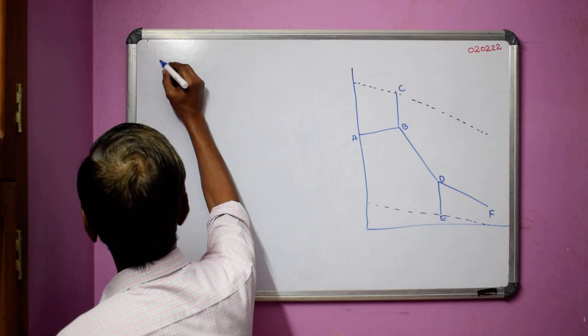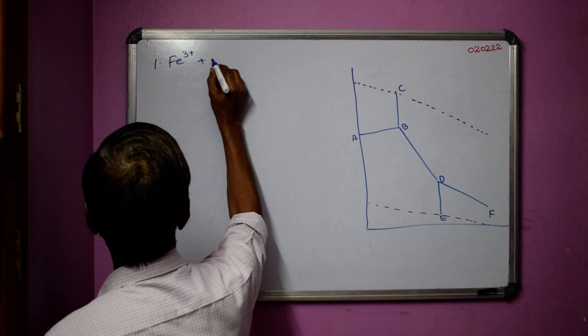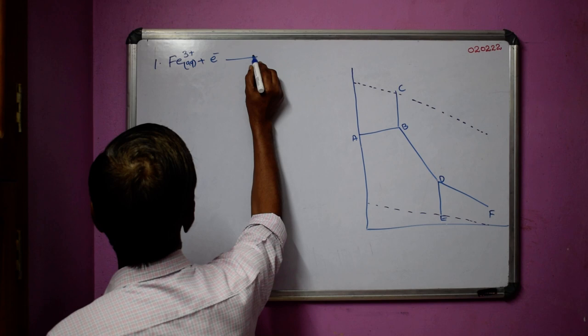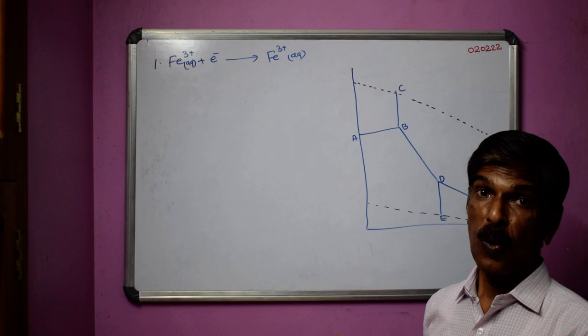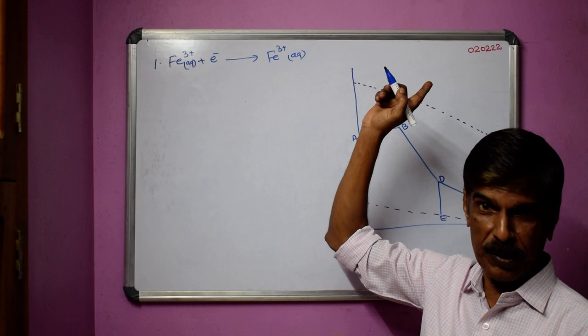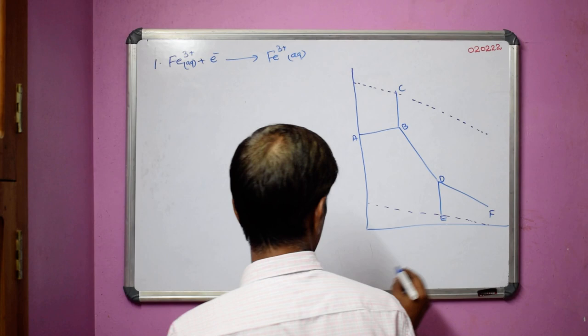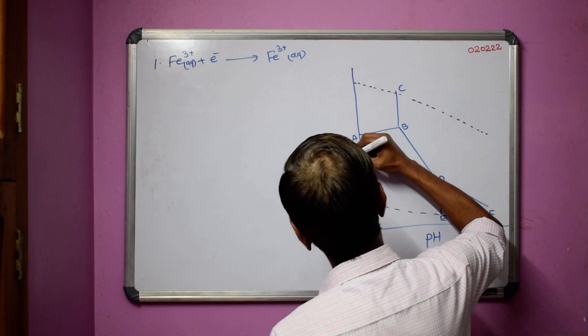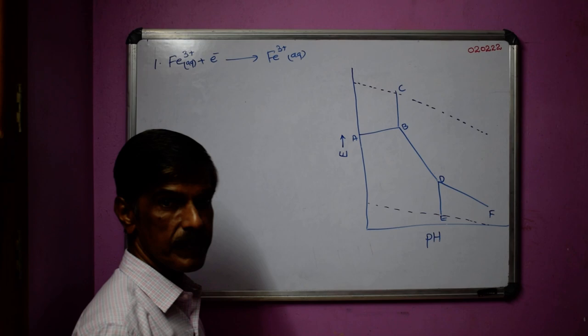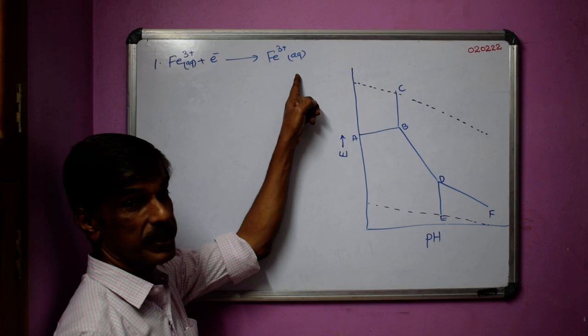And one of such reactions was this one, Fe3+ plus electron, Fe3+ in the aqueous medium reacts with the electrons forming Fe2+ again in aqueous medium. That is, it is in solution, that is all. Iron 3 reduced into iron 2. And we have seen that this reaction is independent of pH because it does not involve protons in the equation. And so it is parallel to the pH axis, does not vary with the pH, since this equation of the reaction is not involving any protons. This is pH and this is E, or the potential. Therefore it is parallel to the pH axis.